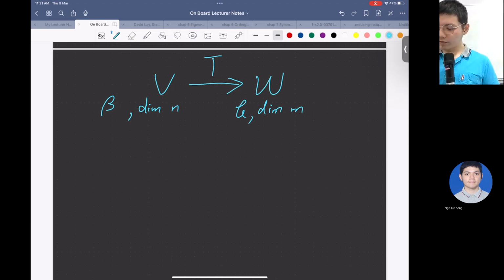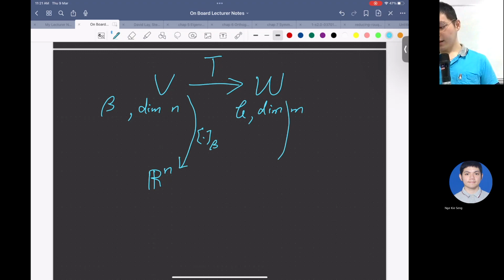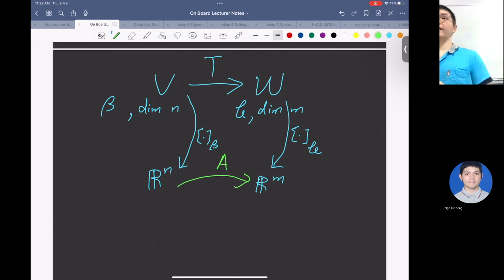So how do you pass this to Rn? You are taking the coordinate basis. So this is how we make the link between isomorphism of finite dimensional subspace and Rn. If you don't understand what I say, you should take my word. Now here you find the matrix A.